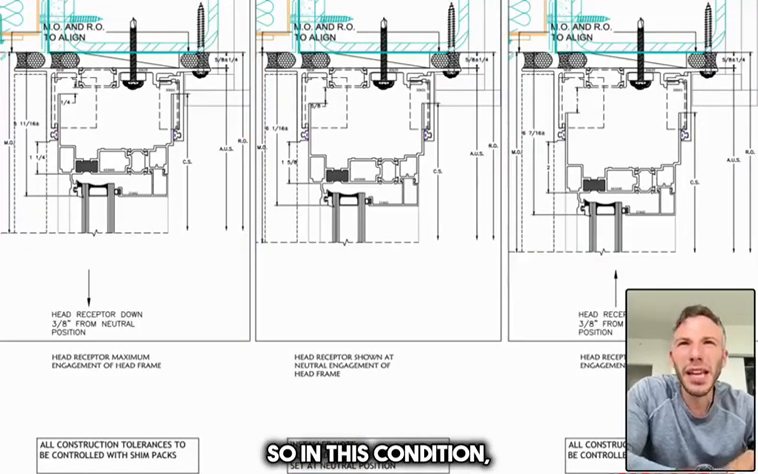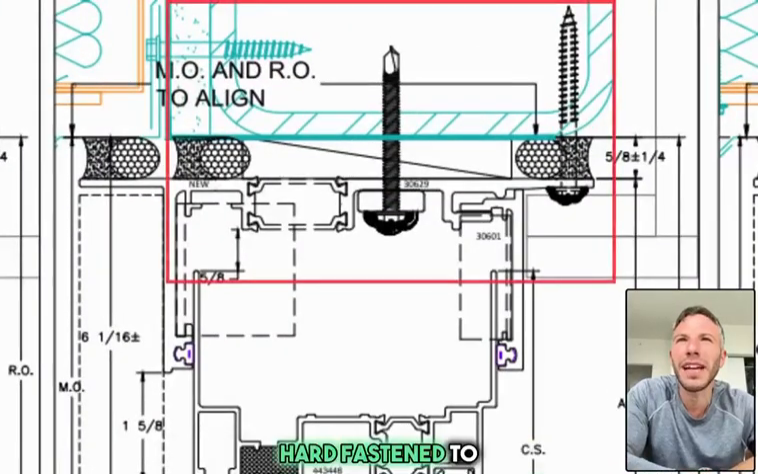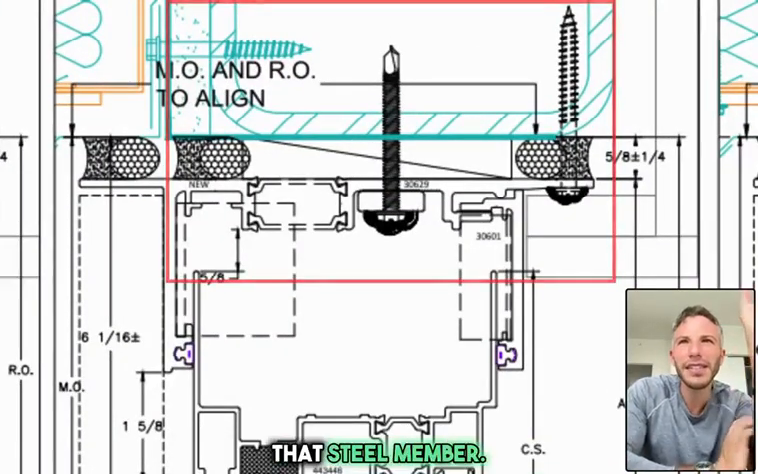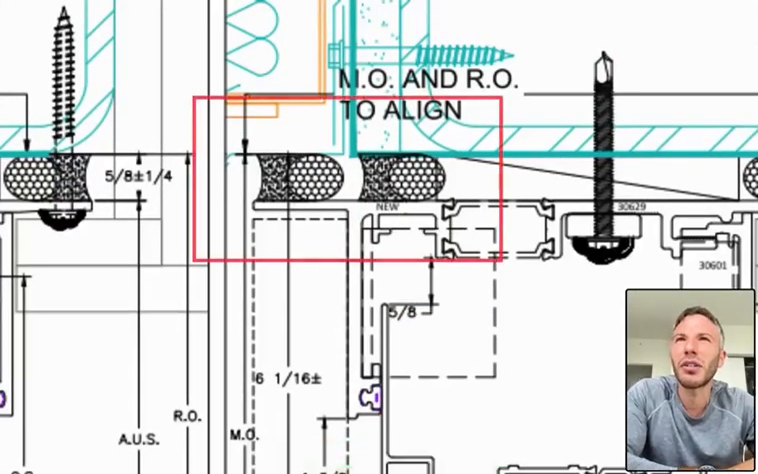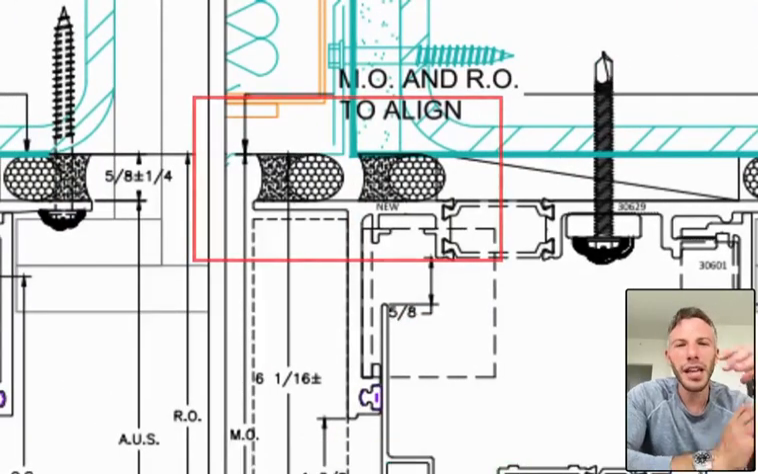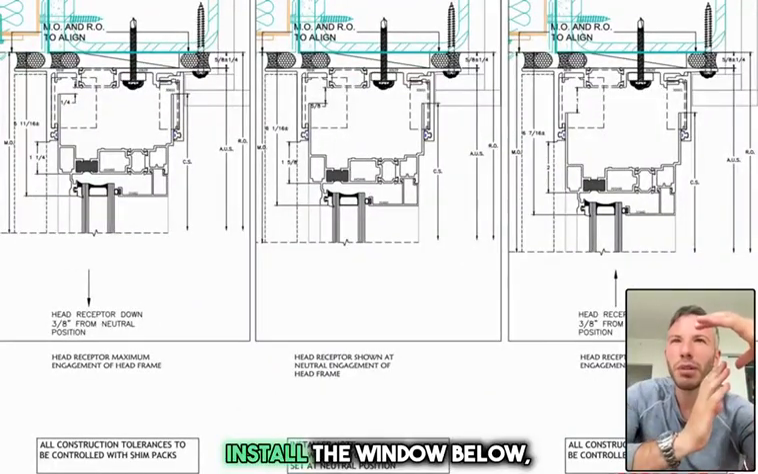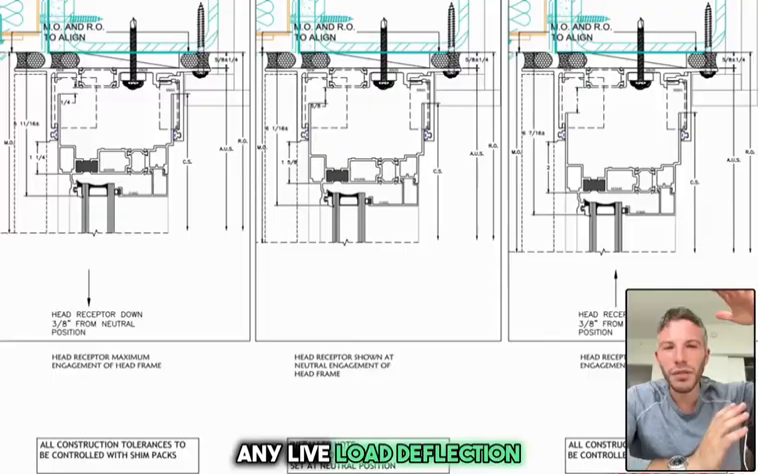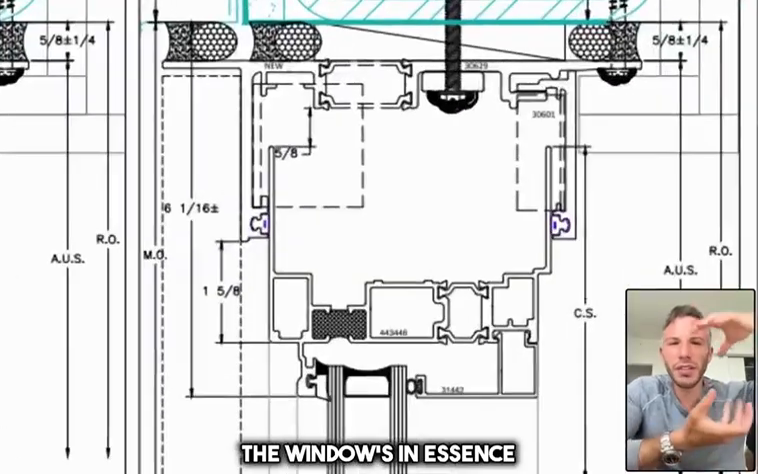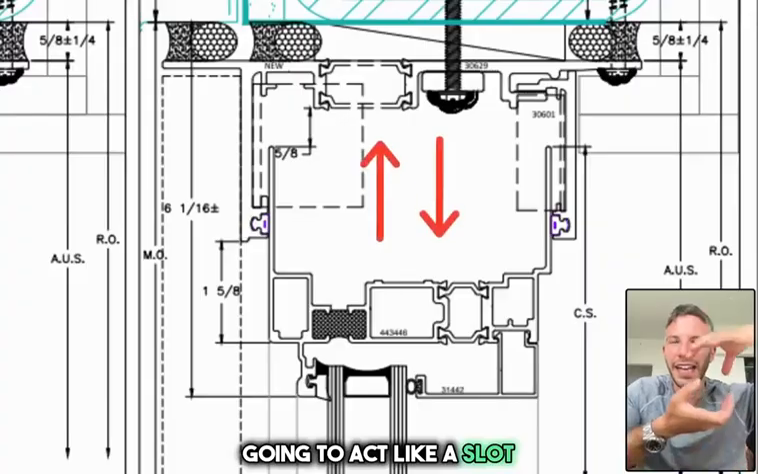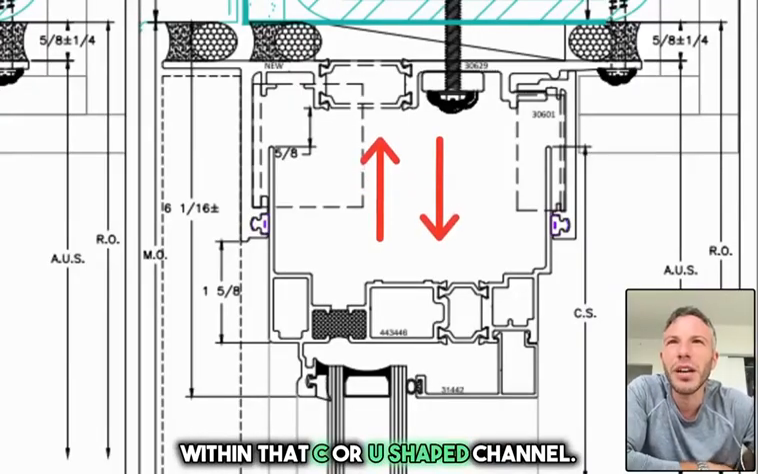So in this condition, we have a head receptor component that is hard fastened to that steel member. And as soon as you align and install your 3 caulk joints, that component is fixed. So when you install the window below, any live load deflection you have coming from the floor above, the window is in essence gonna act like a slot, and you're gonna have a slotted connection within that C or U-shaped channel.